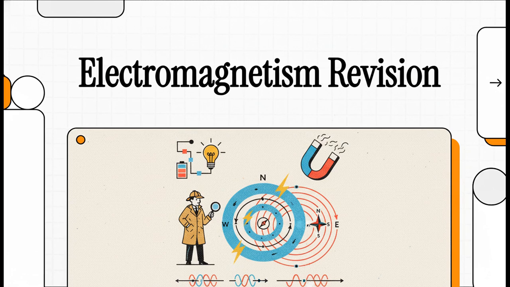Look, we're going to treat this whole chapter like a massive detective story, okay? It's all about the secret link between electricity and magnetism. This stuff is huge for your boards, so let's get focused and let's nail this thing together.